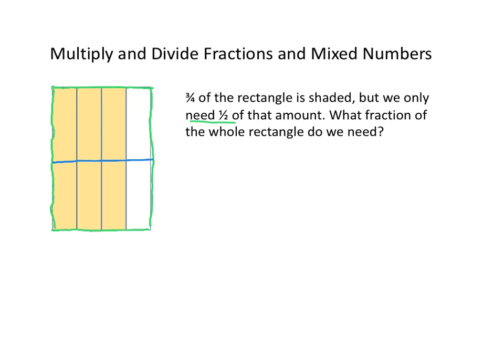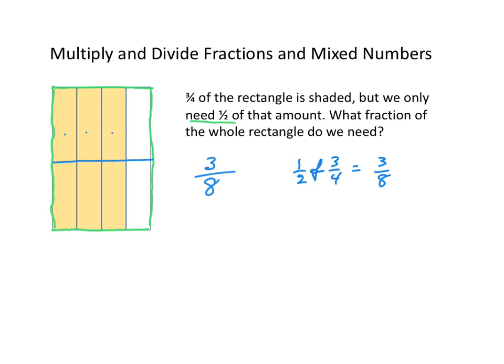So if we cut it in half, now we could just count them up. 1, 2, 3. So if we only need half that amount, we only need 3 of those sections. So that would be 3. But how many sections are there now? 1, 2, 3, 4, 5, 6, 7, 8. That would be 3/8. So that means half of 3/4 is 3/8.